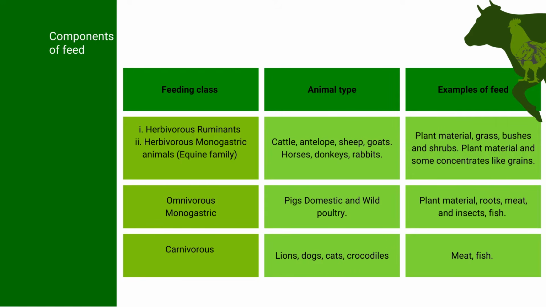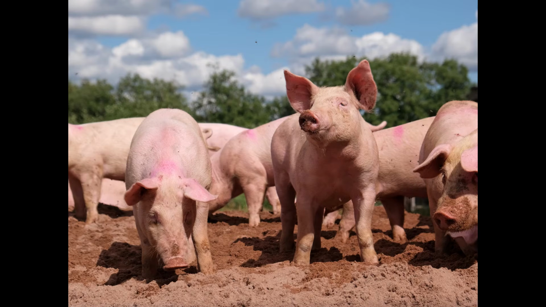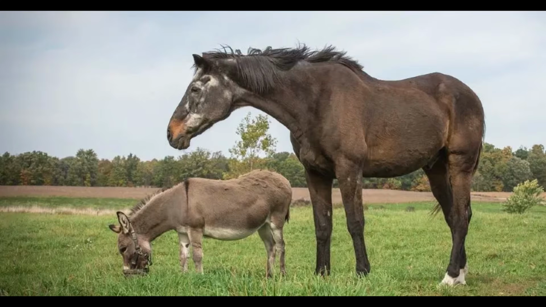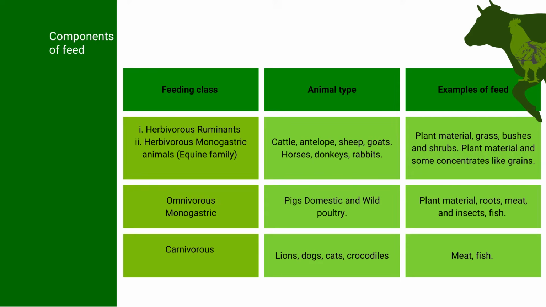So we're going to start with the first feeding class, which are herbivorous ruminants, right? So we will have herbivorous ruminants and also herbivorous monogastric animals, right? Now, when we are talking about monogastric animals, we are talking about animals with single compacted stomachs, right? So your examples of monogastrics will include humans, pigs, horses, rabbits, dogs, cats, right? So most monogastrics are generally unable to digest much cellulose food materials such as grasses, right?